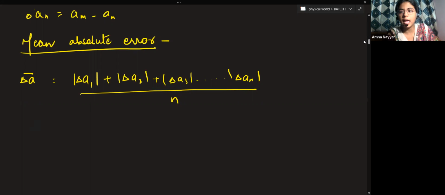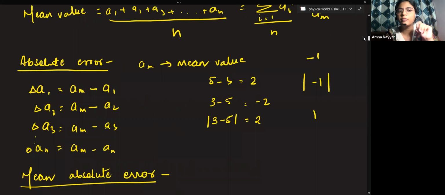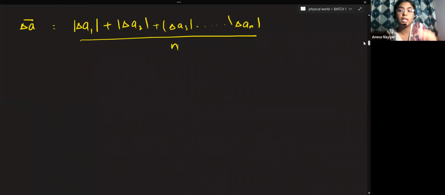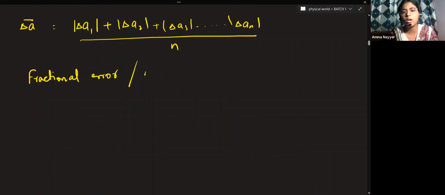The second last type of error is a continuation of this one. All these are continuations. If I ask you to calculate the mean absolute error, it cannot be calculated without the absolute error. You first have to calculate the absolute error. And the absolute error cannot be calculated without the mean value, so you have to calculate the mean value first. In this manner, all these are interrelated. The last part we are going to do is fractional error or relative error. It has two names: you call it fractional error or relative error.